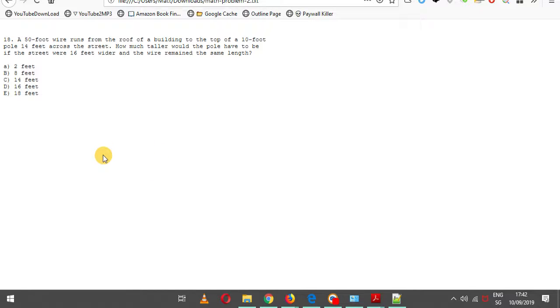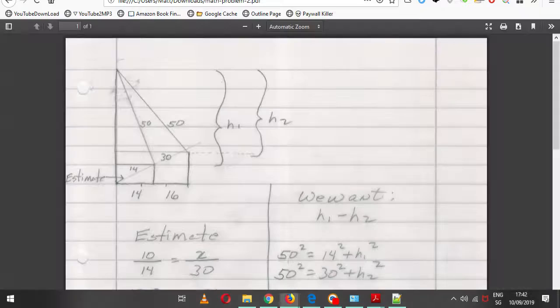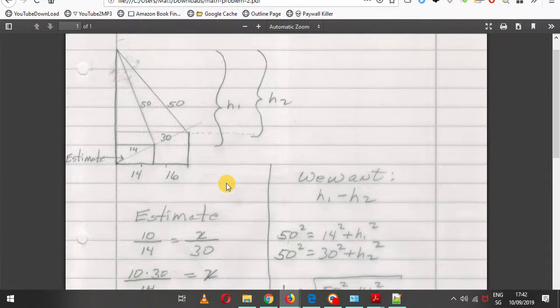Okay, you're back, and now let's talk about this problem. Obviously you want to try to draw a picture, but you're not going to have lined paper on the exam. So here's the building. Here's 14 feet out. This is 10 feet up, and then you have the wire. 50-foot wire, and then 16 feet out from that, you have a pole of unknown height, and then again 50-foot wire. Okay. So now let's say you're doing this and you don't know what you're doing, and so you want to guess. So how would you guess?